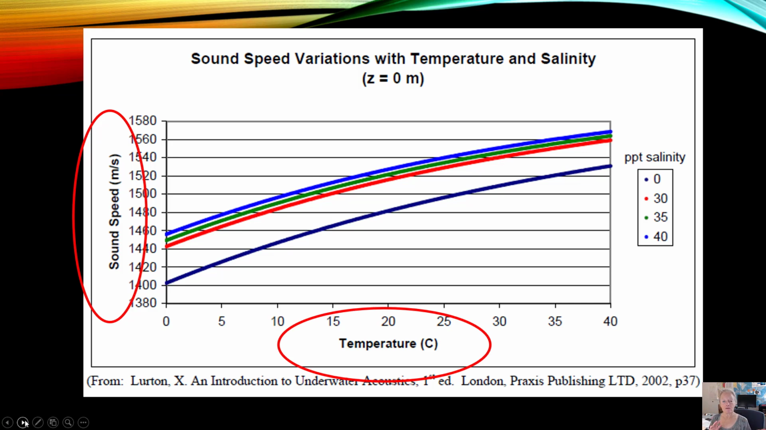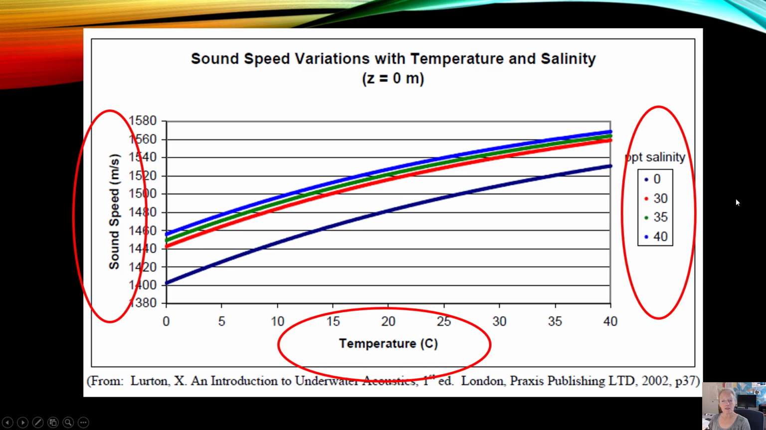So what are we looking at here? How fast sound moves with respect to increased temperature. But we got 4 different lines, so we have something else going on here. What is it? PPT, parts per trillion. They should have put PSUs, for practical salinity units, but they didn't. PPT is a different unit. That's not going to be on the test. But you can tell that the blue is bigger than the other blue, which is a dumb thing to do. They could have put it yellow, but anyway.